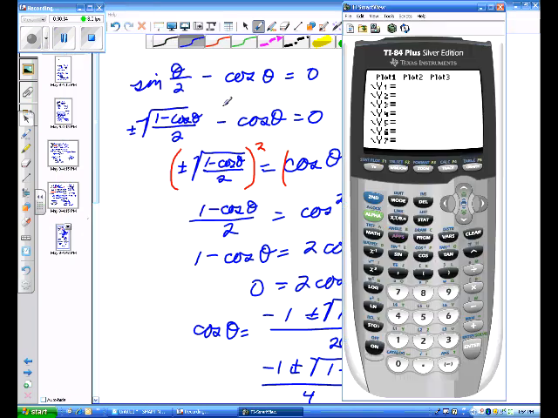Now what we do, we've got a choice here, and let me show you both ways. One way we can enter it and find the zeros. We can say the sine of x divided by 2 minus the cosine of x, and let's check our window. We really only need it from 0 to 360 because that's all that we gave our answers for.